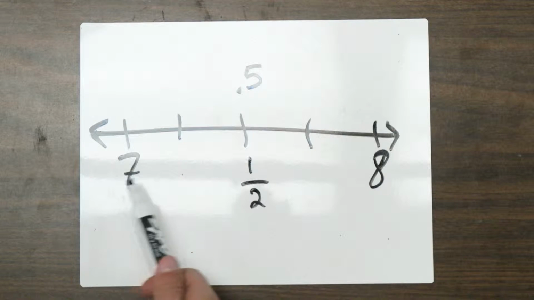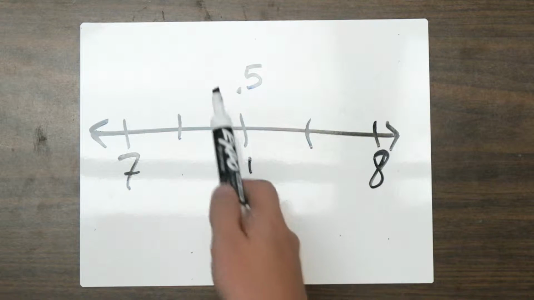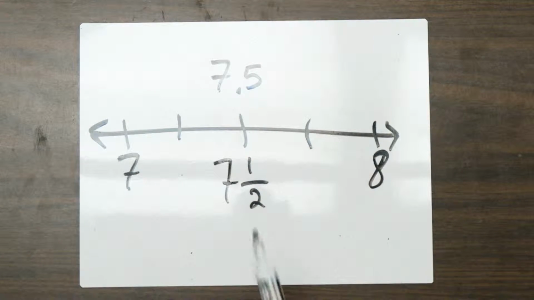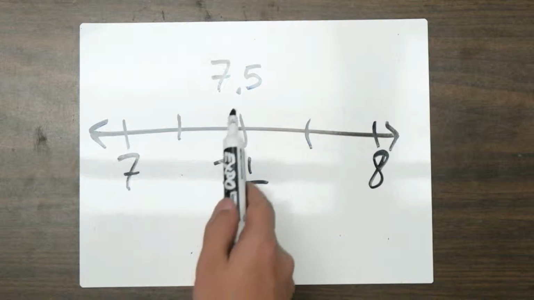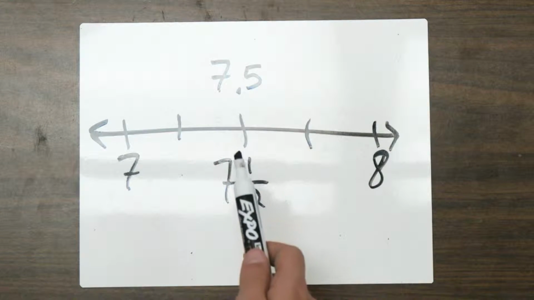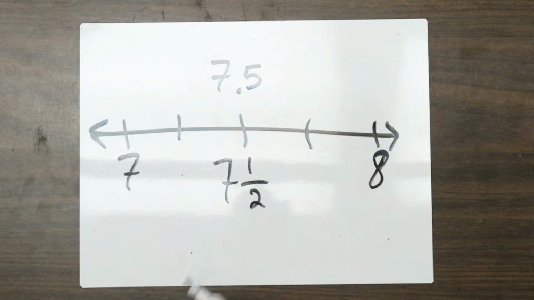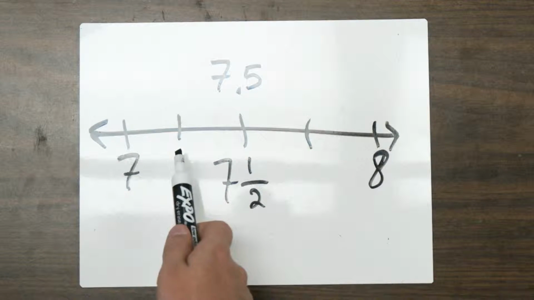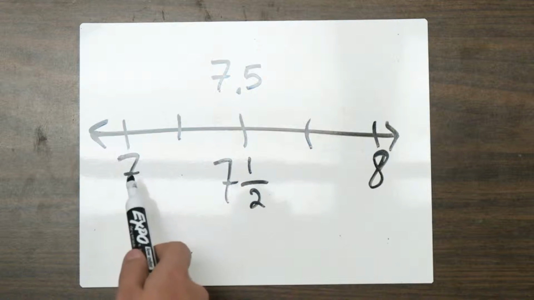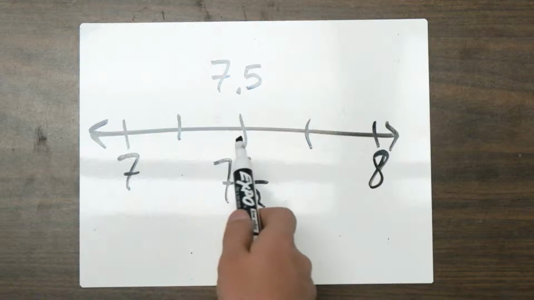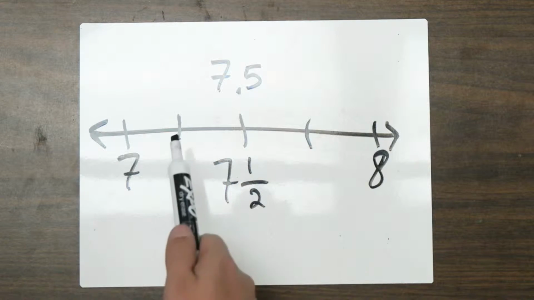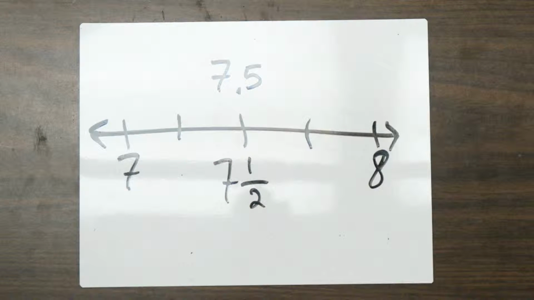Now because this is in between 7 and 8, we have to add a 7 to both of these numbers. So we're saying that halfway, this mark right here, halfway between 7 and 8 is 7 1/2, or we can also say 7.5. This mark right here represents 1/4 of the way to 8. So if we start at 7 and we count 1, 2, 3, 4, we have broken it into 4 sections, and this is 1/4 of them.